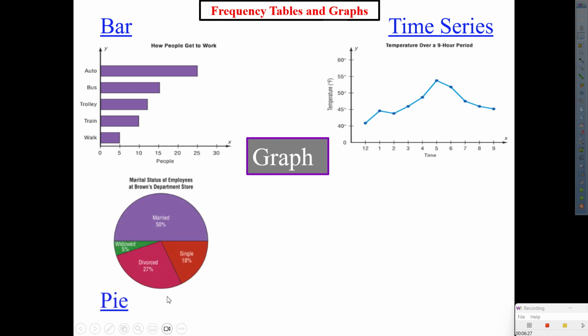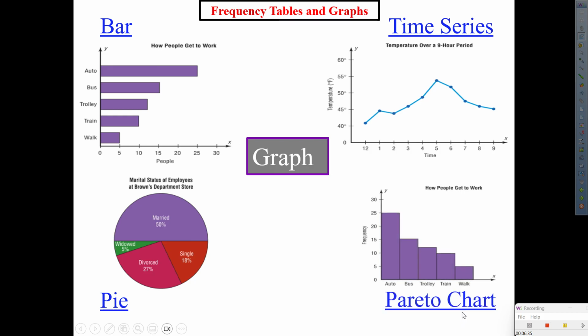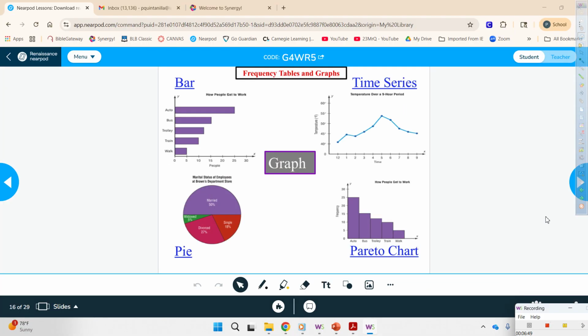The other kind is the pie graph. This is the most common one that is seen in newspapers or magazines. And the Pareto chart. We'll talk about that. Even though it is a bar graph, where it looks like a histogram as well, this has a specific purpose by the way it's laid out. Let me send that to your screen. Okay, we good?